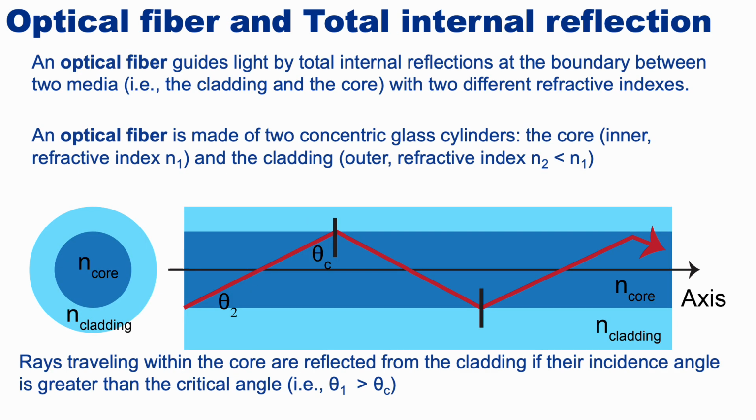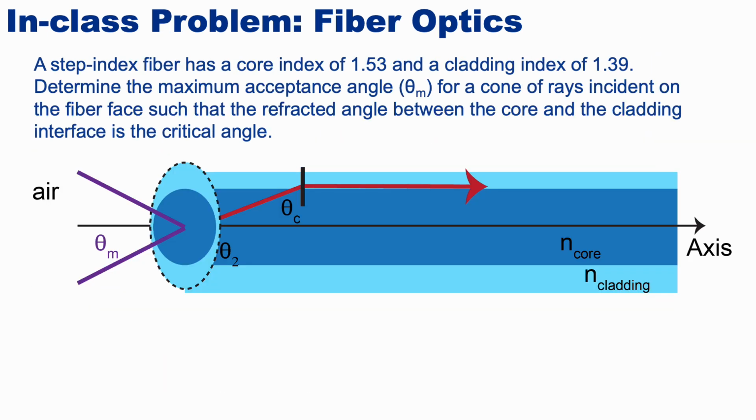Optical fibers are optical elements that guide the light between two media. The media are concentric glass cylinders called the core and the cladding, and the fact is that we have total internal reflection because the refractive index of the core is higher than the refractive index of the cladding. So whenever the angle is higher than the critical angle, we're going to have total internal reflection. To apply this a little more, let's do this in-class problem.